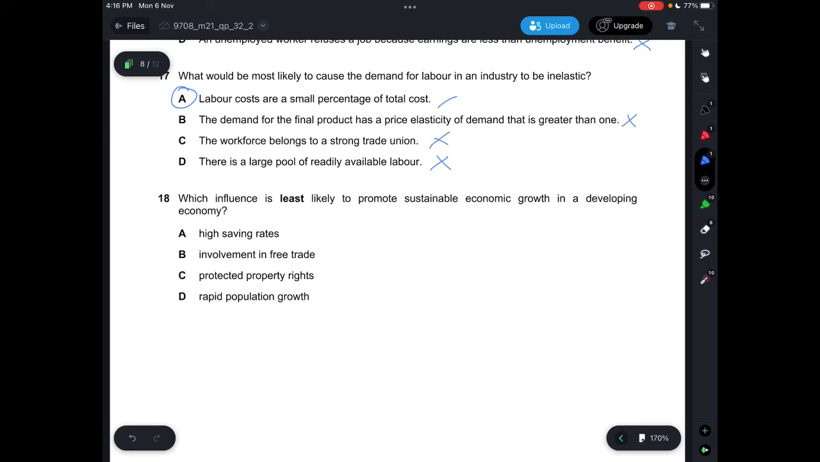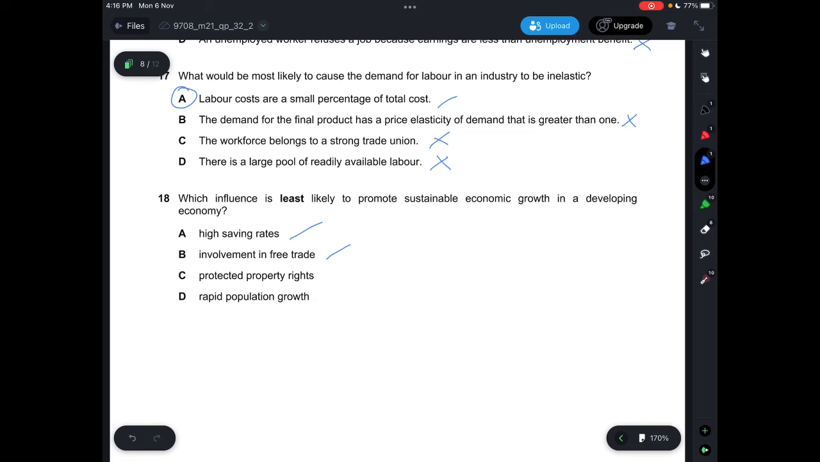So A says high saving rates. This one would promote sustainable economic growth. B says involvement in free trade, it would result in sustainable economic growth because if there's free trade, then people can buy items from your country, and you buy items from other people's countries, resulting in you having more capital goods to produce the item itself.